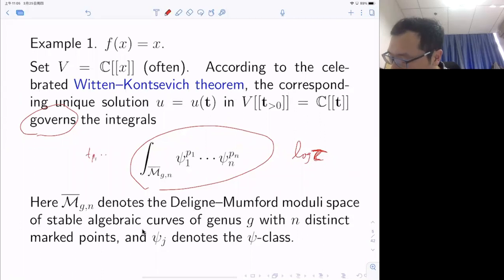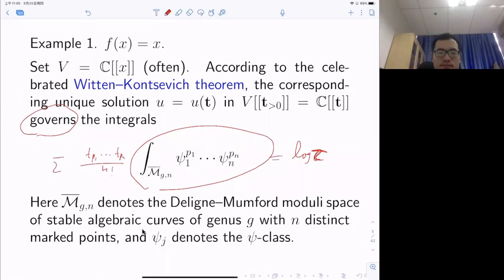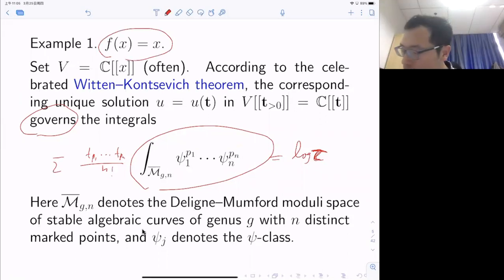So P, N, and factorial. This sum equals log tau. And governance means, since the tau can be almost uniquely determined by the solution U, you just consider this initial value problem and you solve U. And log tau is determined by this up to only a linear function of t, which is not very important.